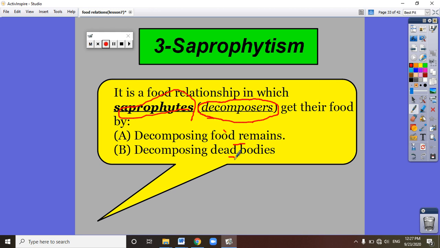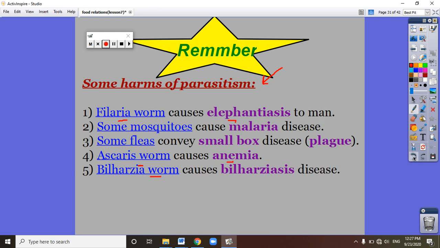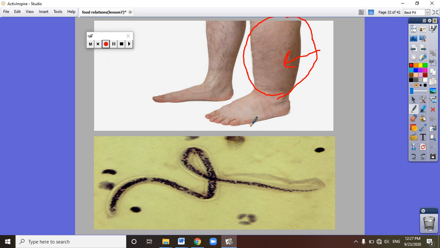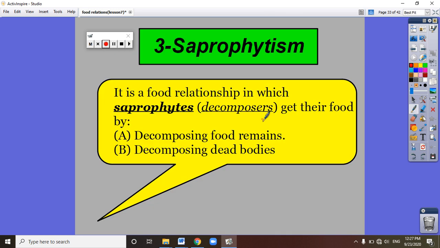So in the saprophytism food relationship, the decomposers or the saprophytes feed on two things. What are these two things? The food remains and the dead bodies. They analyze or decompose the dead bodies and decompose the food remains.